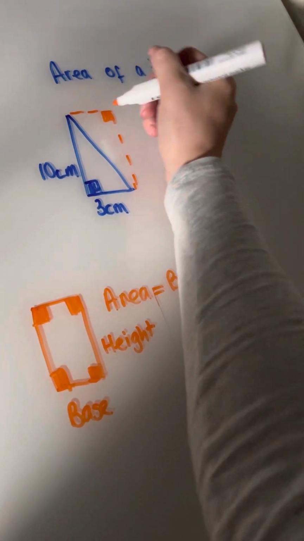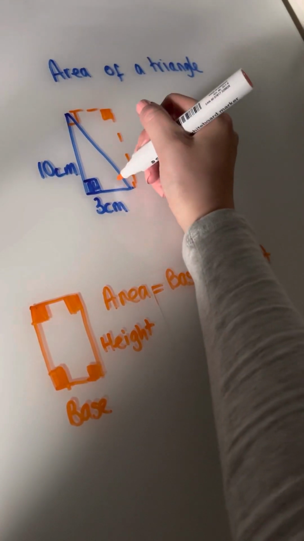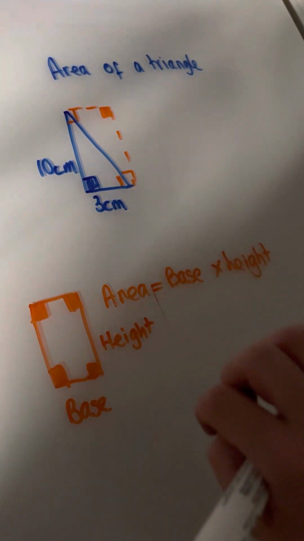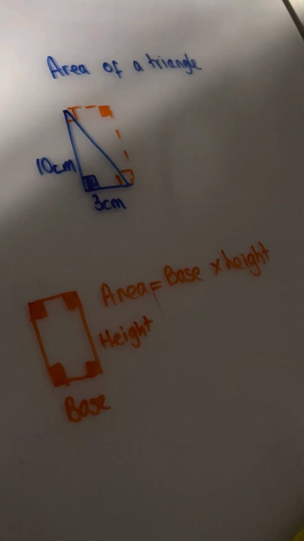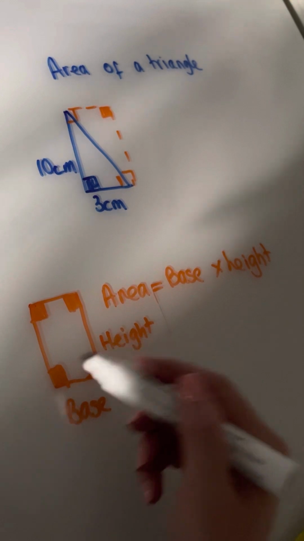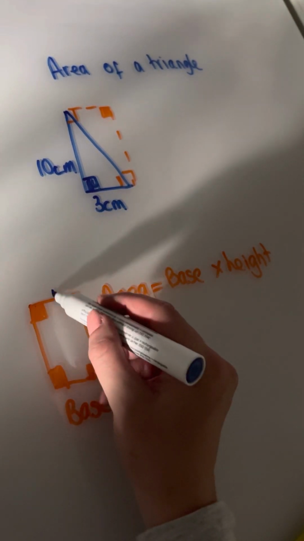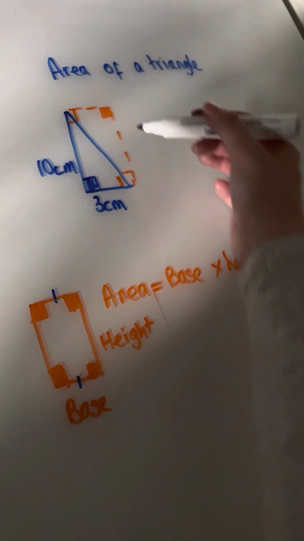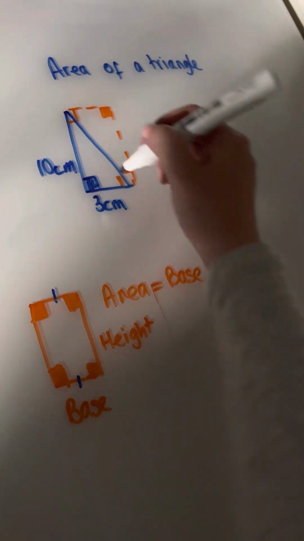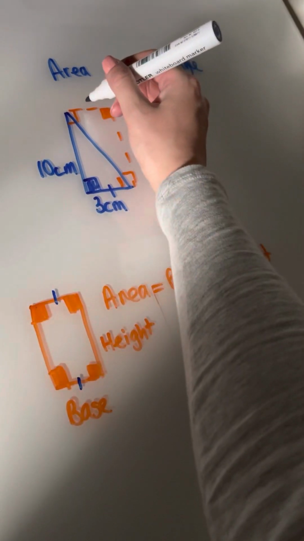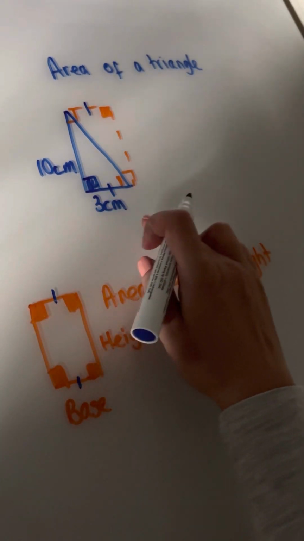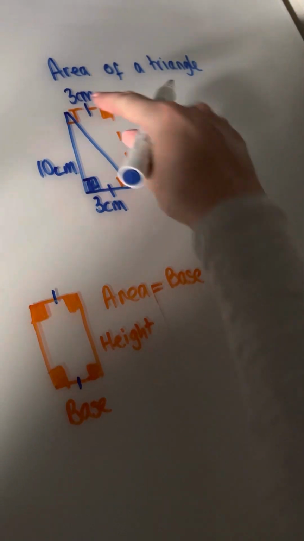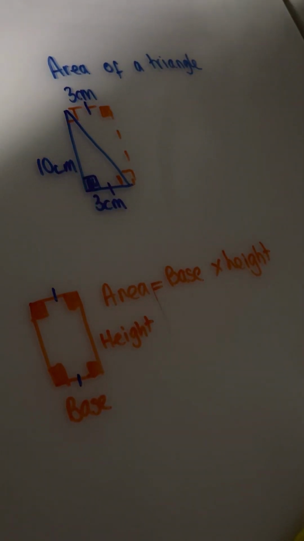Here would be 90 degrees, here would be 90 degrees, and here would be 90 degrees. Looking identical. So let's mark them up. We know in a rectangle that this length equals this length. So that means in the rectangle we have just created, this length would equal this length. We know this length is 3 centimetres. So that makes that length 3 centimetres.